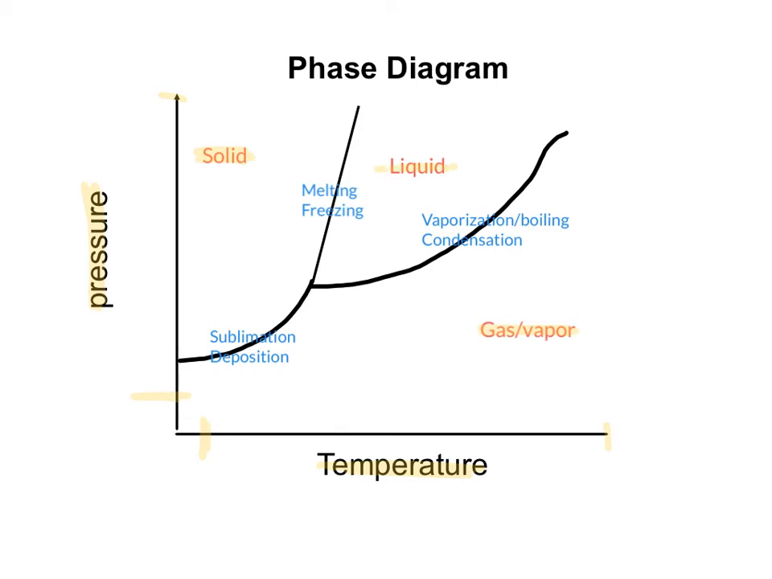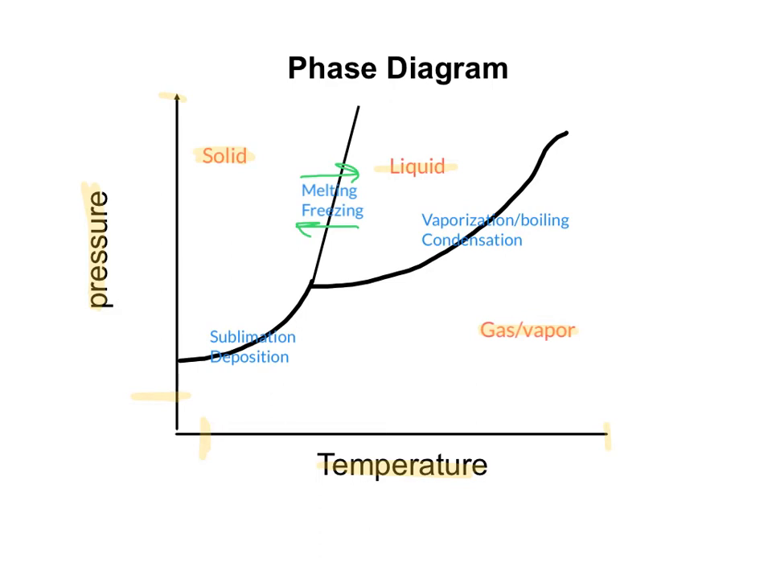This is specific for every substance, so different chemicals will have different phase diagrams. And the lines here represent those phase changes. If you're going from a solid to a liquid, that's called melting. Going the opposite, freezing, is going from a liquid to a solid. Those two phase changes occur along that line. It just depends on whether you are heating up or cooling off that substance.